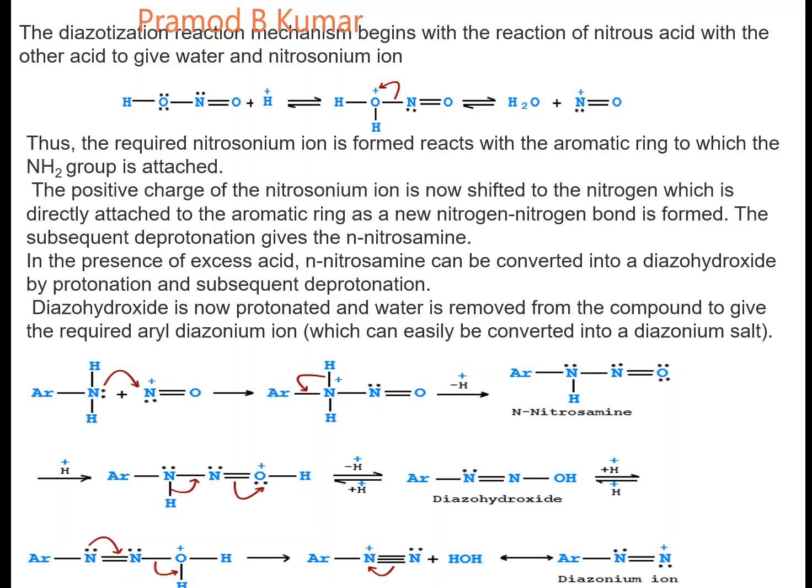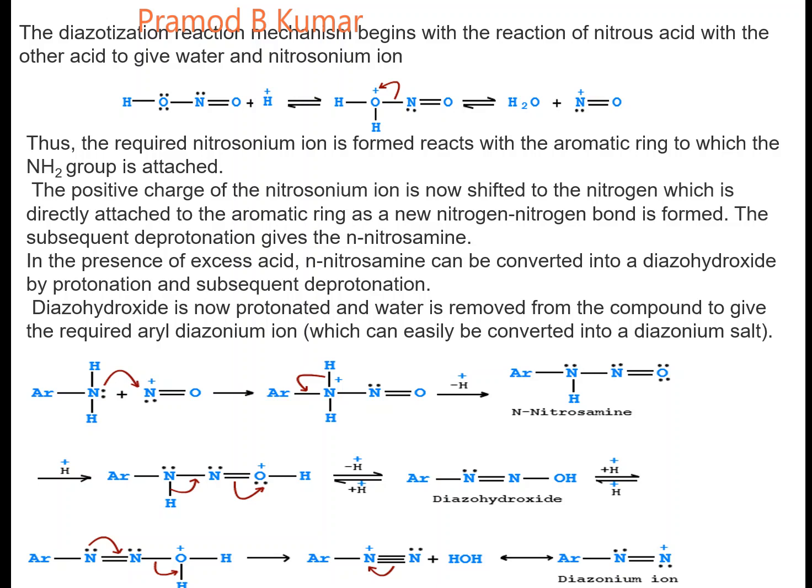The subsequent deprotonation gives the nitrosoamine. Once this is formed, it undergoes deprotonation. There is a loss of a proton to get your N-nitrosoamine. So this is the first step. You get an N-nitrosoamine, so your N-nitrosoamine is formed.